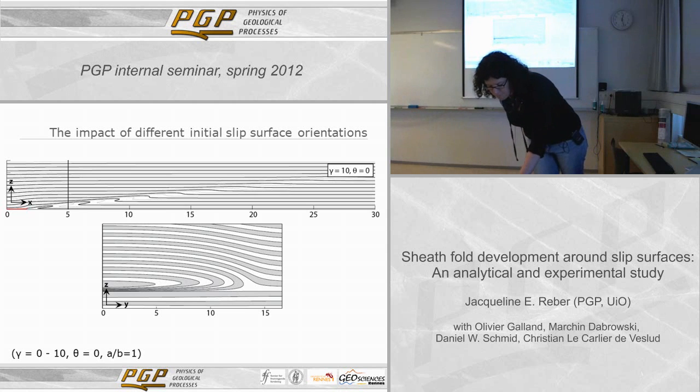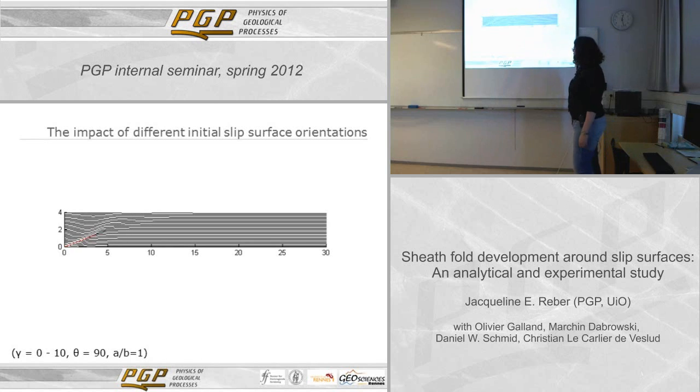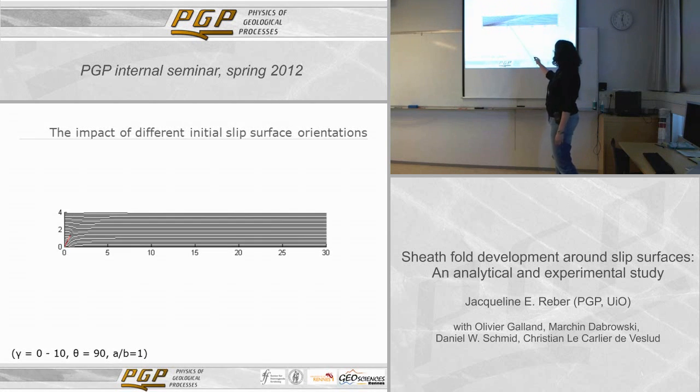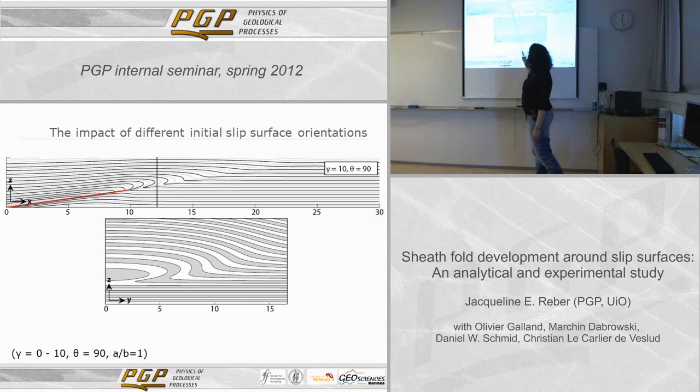Now if we put in the inclusion at an angle of 90 degrees, you can very nicely see how the inclusion stretches and rotates. And again, how these folds start at the tip of the crack. That's a snapshot of it again at gamma 10. It's basically exactly the same. The red line is the inclusion, the black line is the matrix deformation.